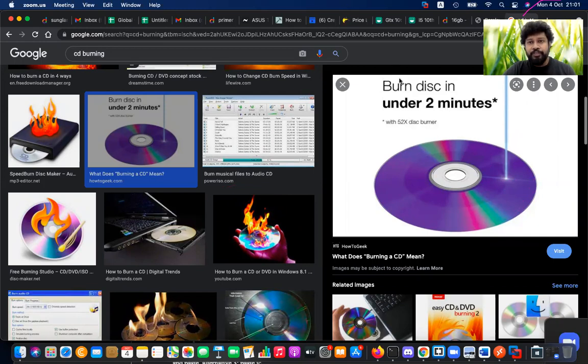Okay, clear enough. Now we know the technology of the hard disk. Also, we learned the technology of CD, DVD.